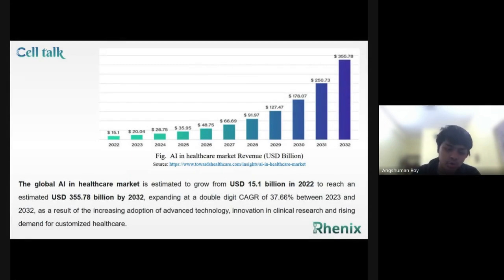This is the growth of the AI healthcare market globally. It has a CAGR of 37.66% every year, and it is expected to be at 356 billion by 2032.